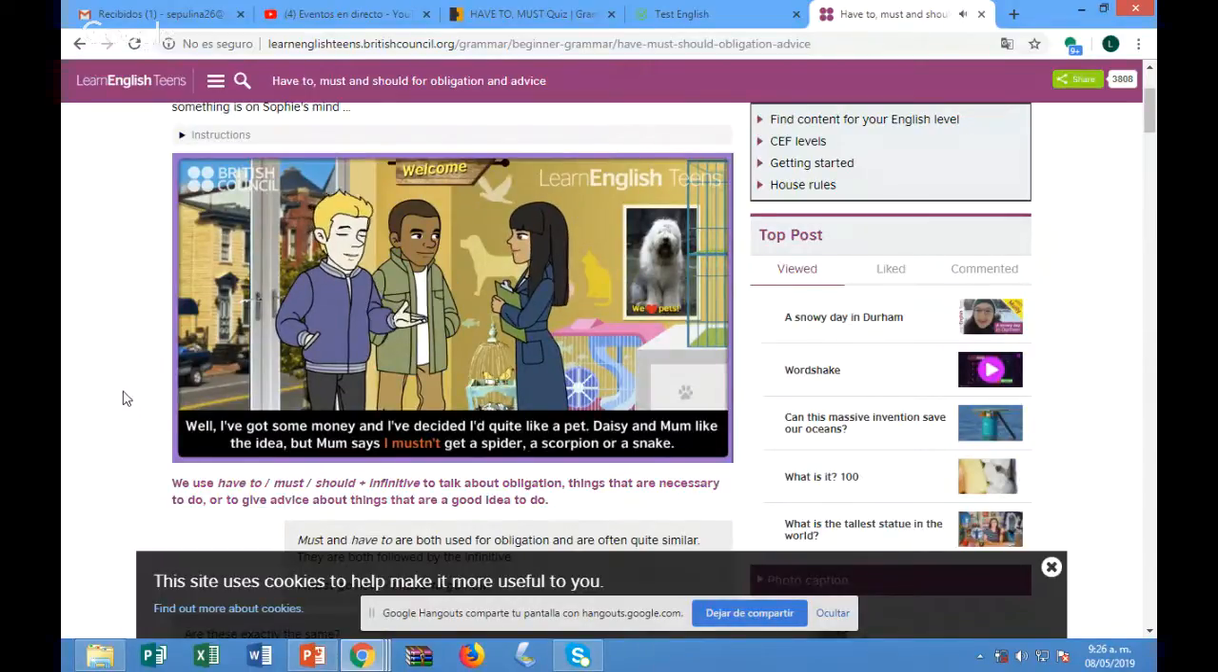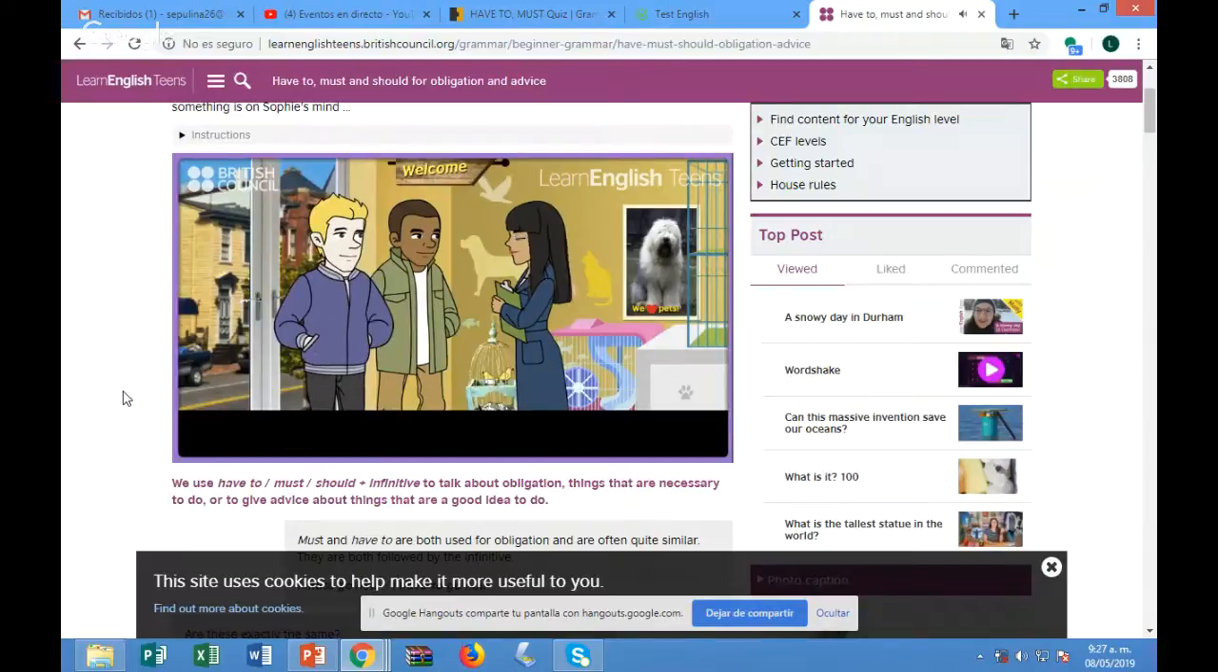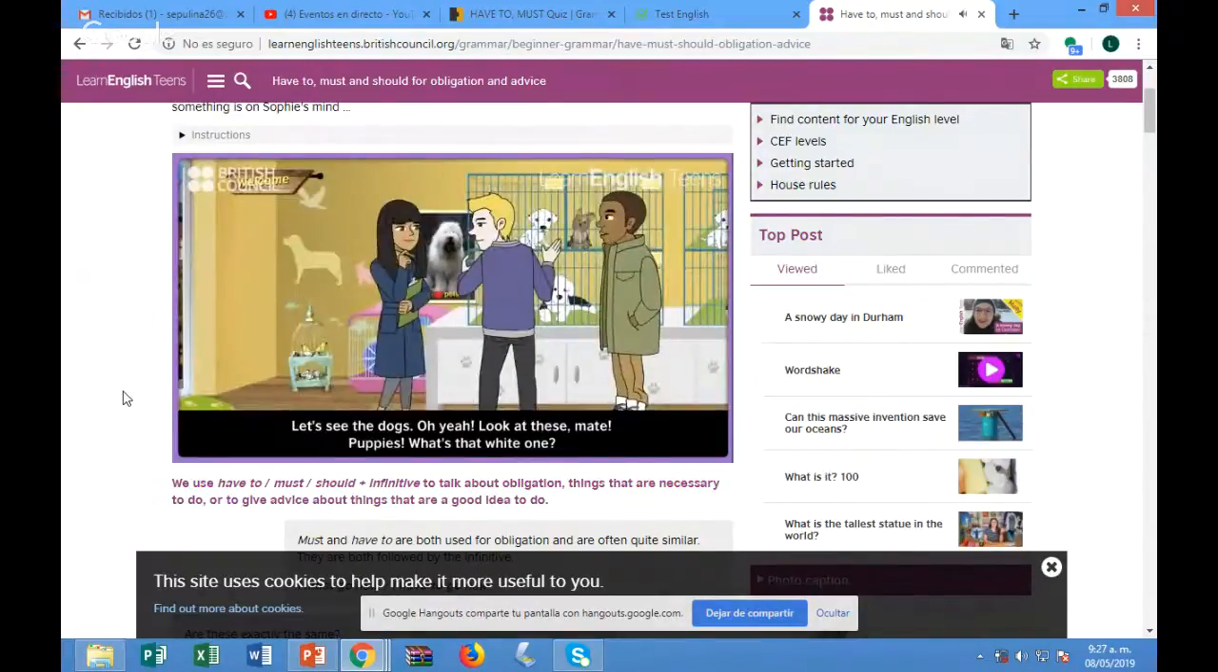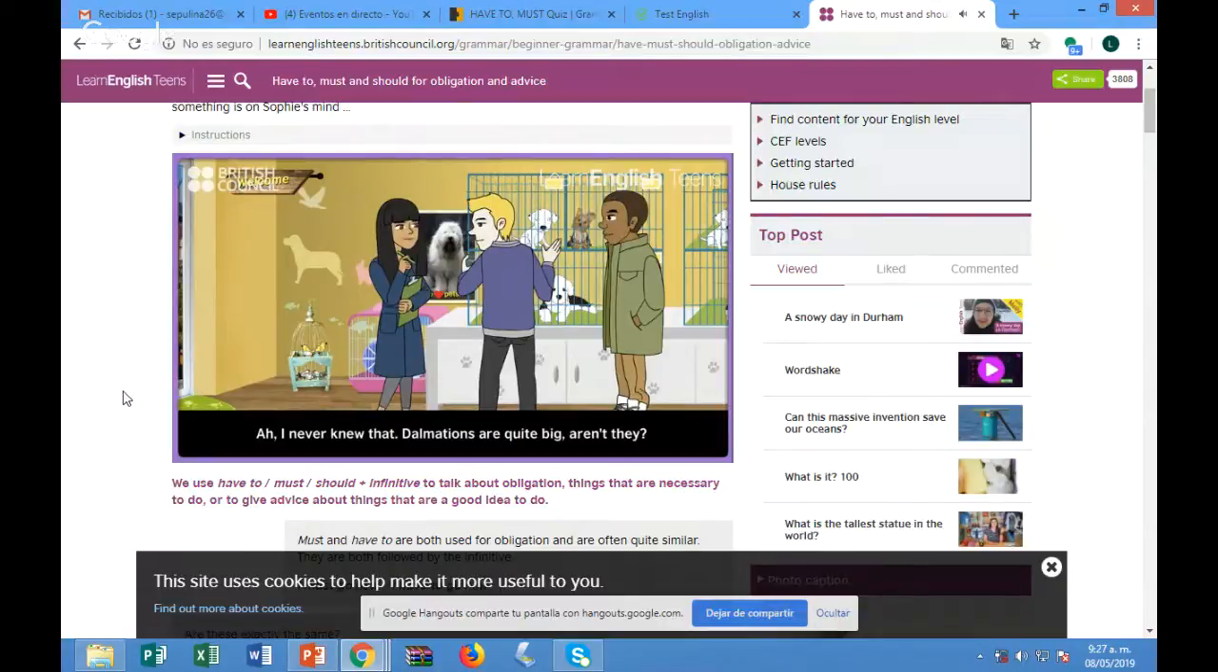Well, I've got some money and I've decided I'd quite like a pet. Daisy and Mum like the idea, but Mum says I mustn't get a spider, a scorpion, or a snake. That's understandable. Let's see the dogs. Oh yeah, look at these, mate. Puppies. What's that white one? That's a Dalmatian. But they've got black spots, haven't they? Not when they're puppies, no. You have to wait until they're bigger. Then the spots appear. Ah, I never knew that.